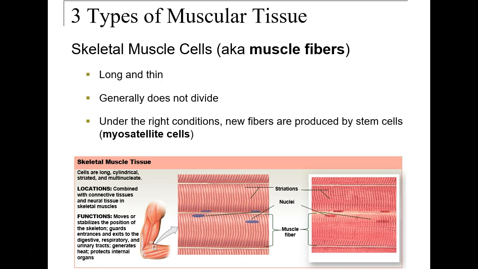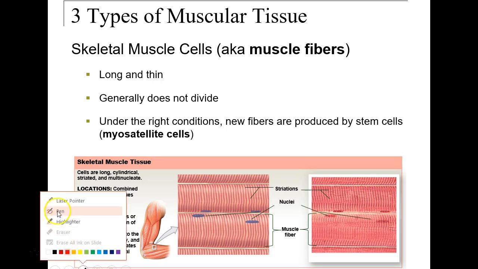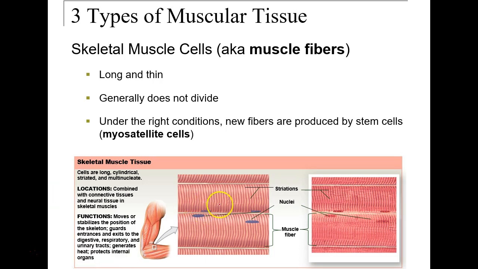They're long and thin. They generally do not divide, which we'll talk about again later. And under the right conditions, we can have some stem cells that will help produce new fibers. But you'll see that they are multinucleated. You can see there are striations, and we'll see what creates these striations coming up in a little bit.